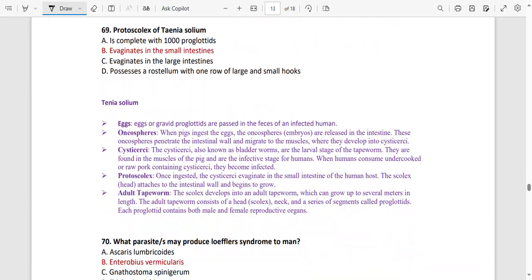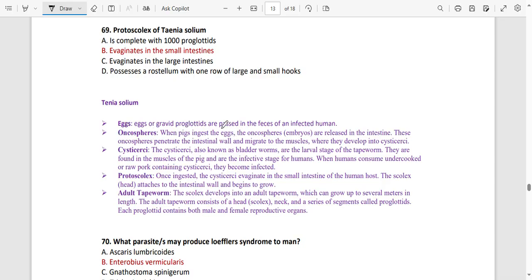68. The protoscolex of Taenia solium is complete with 1000 proglottids, invaginates in the small intestines, evaginates in the large intestines, possesses a rostellum with one row of large and small hooks. So when you look at the stages for Taenia, the egg or the gravid proglottid is going to be passed in feces. Remember the proglottid segments. And then what happens now? You have got the oncosphere.